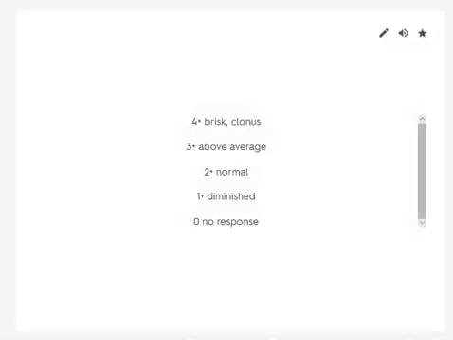DTRs. 4+ brisk, clonus; 3+ above average; 2+ normal; 1+ diminished; 0 no response. GCS.